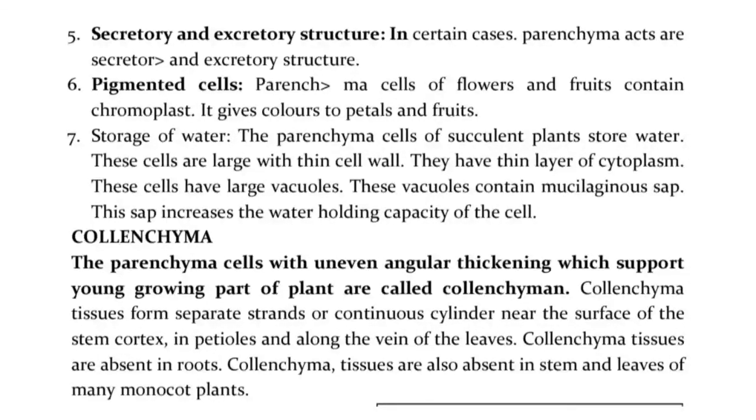Collenchyma. Parenchyma cells with uneven angular thickening which support the growing part of the plant are called collenchyma. Collenchyma tissues form separate strands or a continuous cylinder near the surface of the cortex, in petioles and along the veins of the leaves. Collenchyma tissues are absent in roots. Collenchyma tissues are also absent in stem and leaves of many monocot plants.